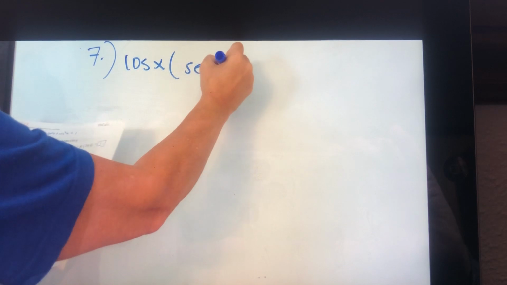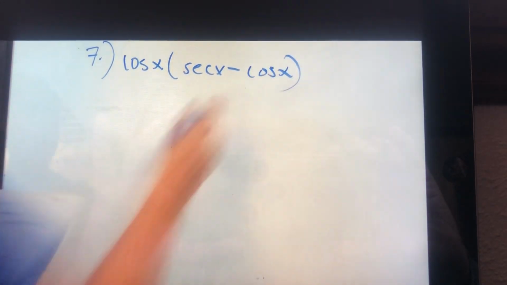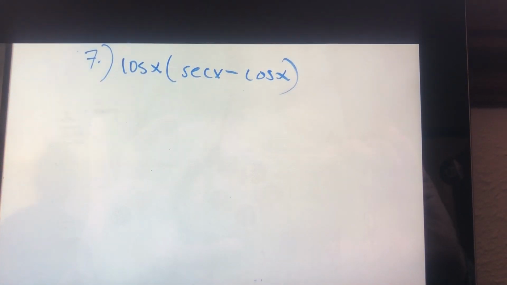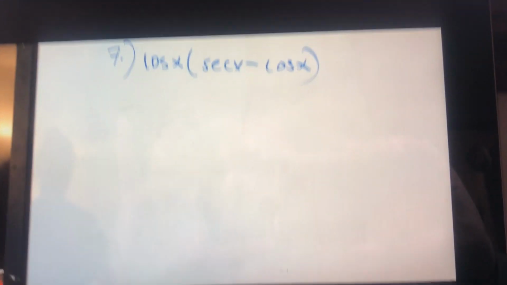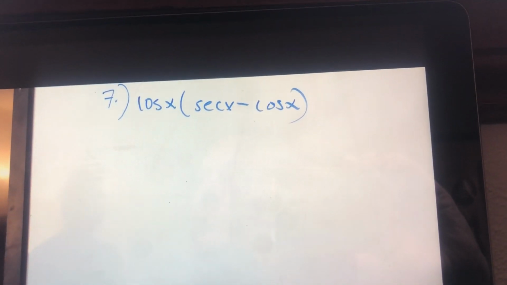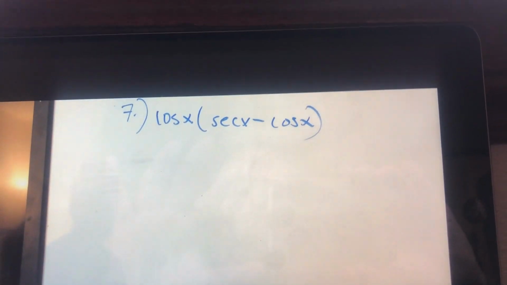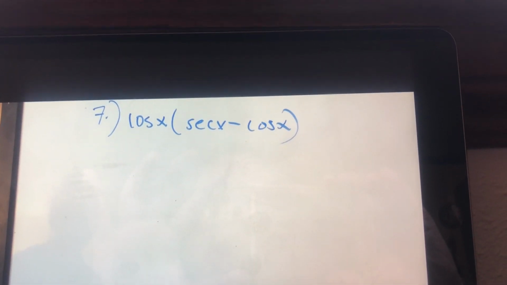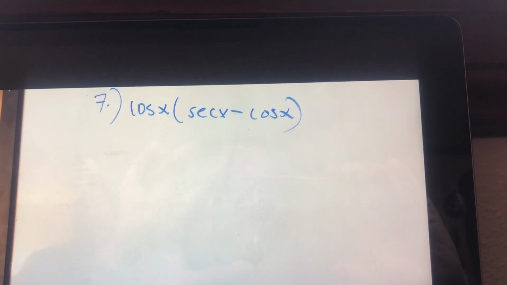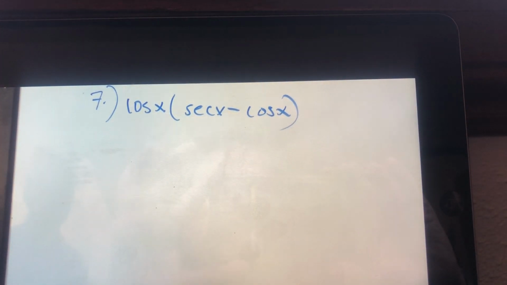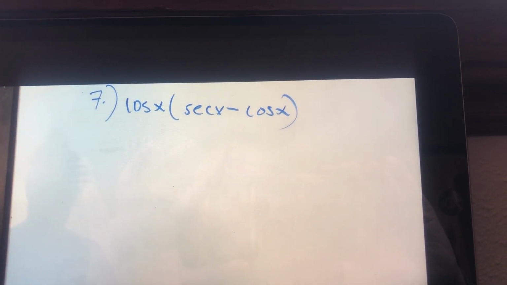Number 7, we've got cosine x times secant x minus cosine x. Okay? Now, remember how I said, okay, put everything into sine and cosine. Some of you did it first, which is not wrong. Okay? I personally like to distribute first so that I don't deal with fractions while I'm distributing. So we don't want those parentheses there. Okay? So we're going to distribute.